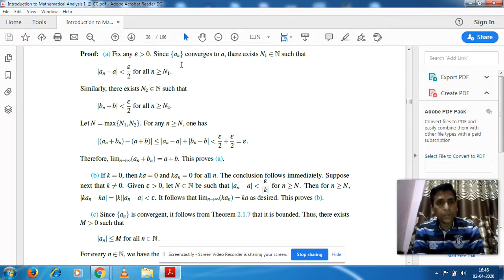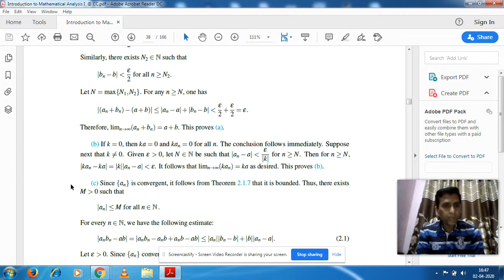Now again, as we did in earlier lectures, I want to combine these two. I take the maximum so that both the equations hold together, right? Then for n greater than or equal to this maximum, I combine: an plus bn minus a plus b can be written as an minus a plus bn minus b. Apply the triangle law. This is less than or equal to mod of an minus a plus mod of bn minus b, and from the above equations, this is less than epsilon by 2 plus epsilon by 2, which is epsilon. That's why we have taken epsilon by 2. Why? Because I want epsilon here. So we have proved by definition that an plus bn has the limit point a plus b.